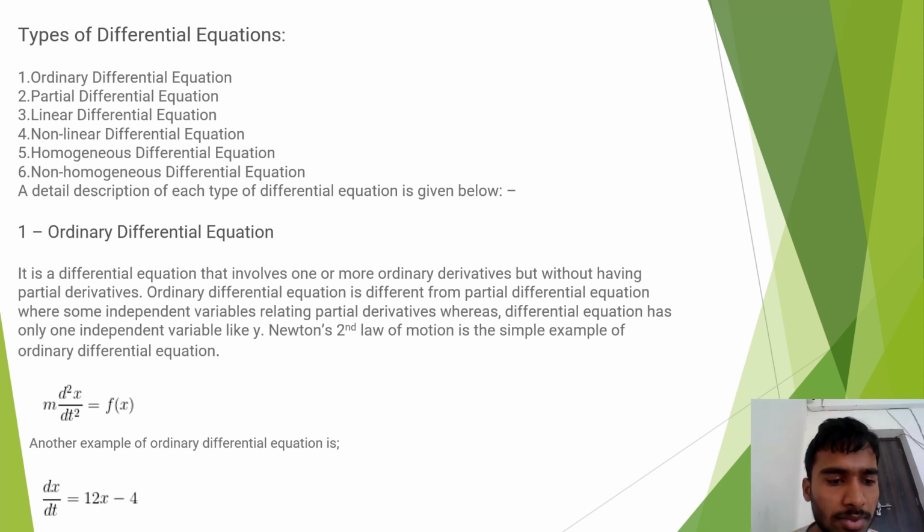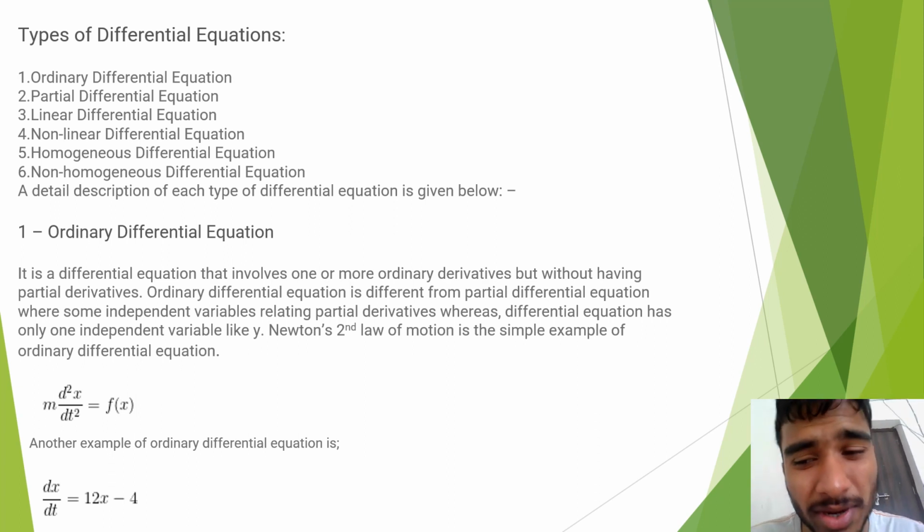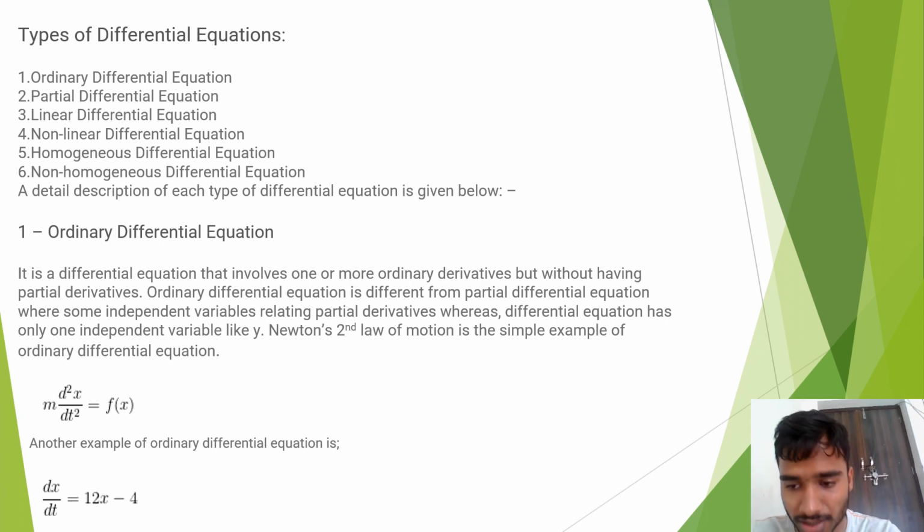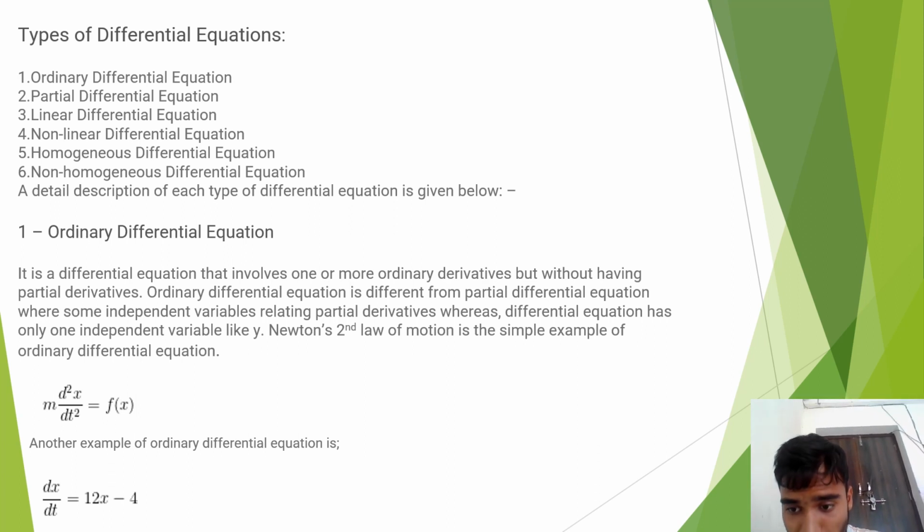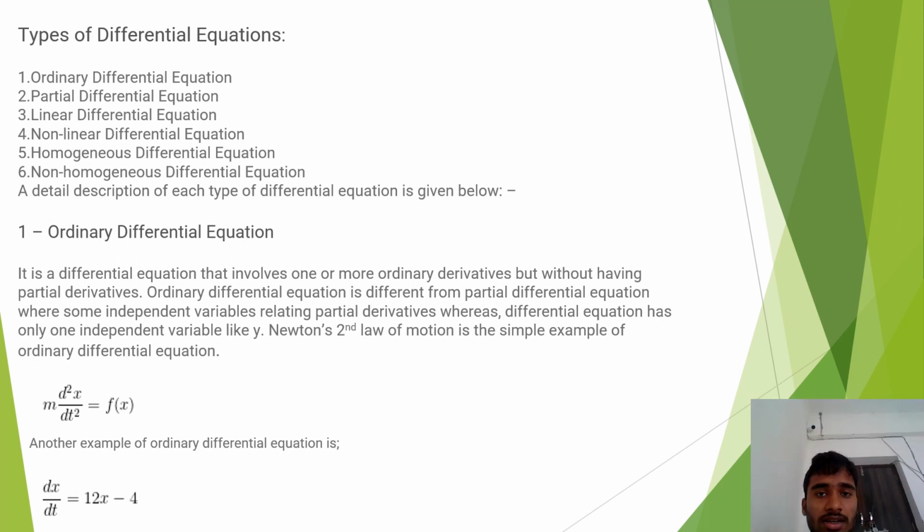In this example, m d²x/dt² = f(x), this is an ordinary differential equation. Another example of an ordinary differential equation is dx/dt = 12x - 4. These are the normal ordinary equations which we see in our maths textbooks, which we have seen in our high school maths textbooks.